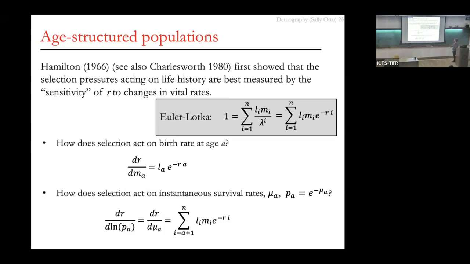How does selection act on survival? So typically, this is not done on the survival rate from one census to the next, but typically it's presented as the instantaneous survival probability, or death rate, sorry. So that the survival probability is written as e to the minus mu a. So these are instantaneous death rates. And if you take the derivative of the log of the survival rates, then you get the equivalent of the derivative with respect to the death rates.